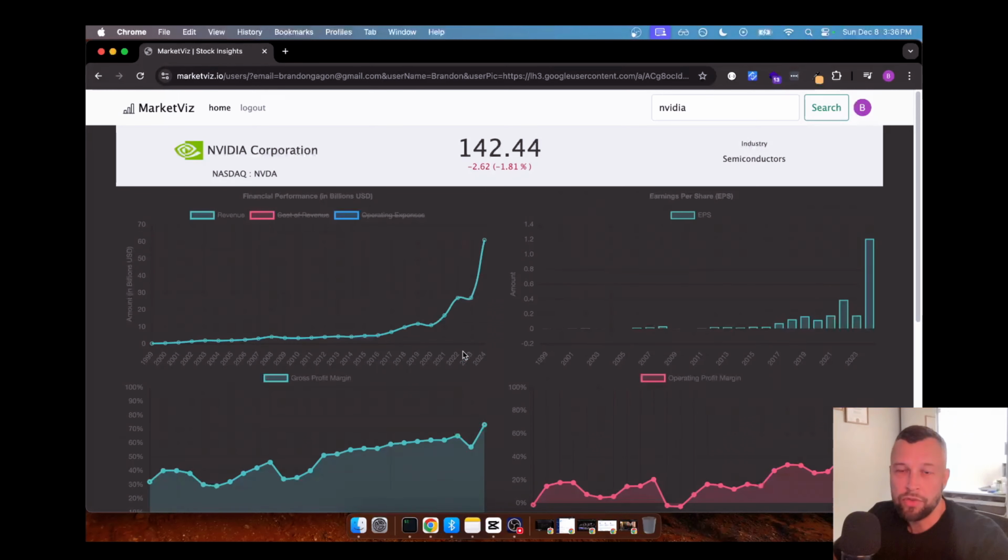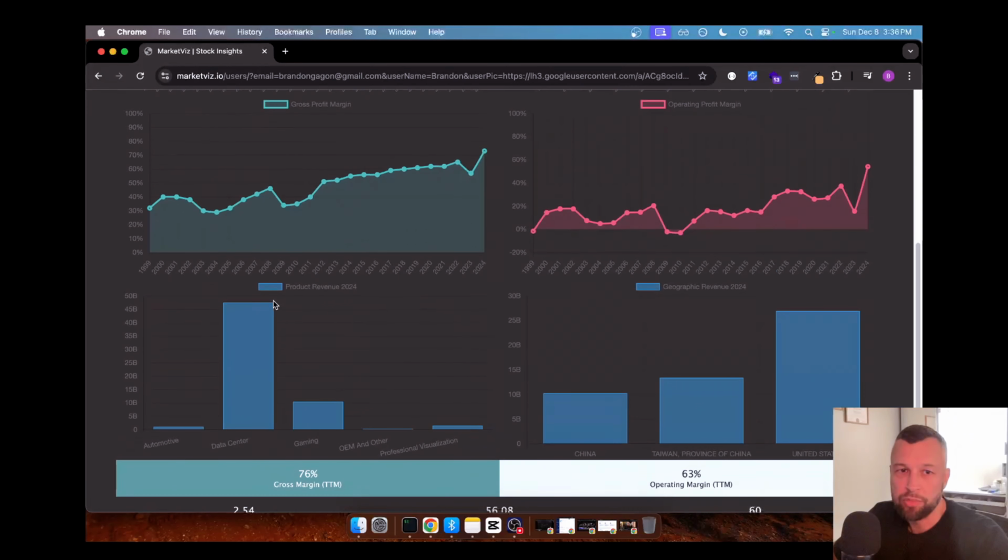A lot of these graphs, especially these product and geographic revenue graphs, the plan is to add data going further back so you can kind of see trends of how certain segments grew and declined.